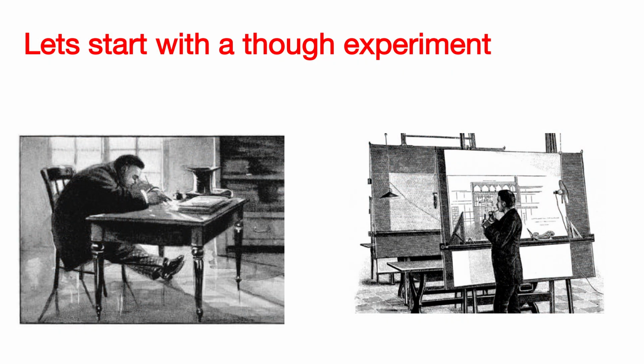So I wanted to start with a thought experiment, and to do this we have to imagine 2 people in different rooms. The person in the first room on the left hand side is to design something, but they're not allowed to make it. What they have to do is write a set of instructions for the person in the second room to make it.